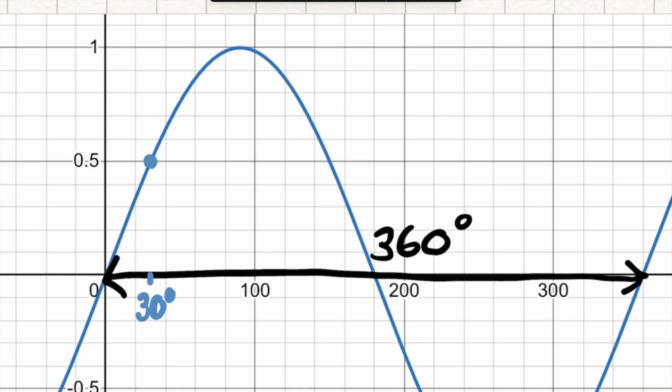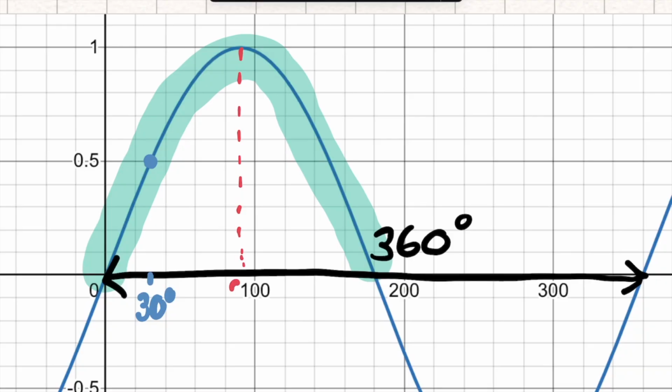So I'll highlight that. So this is the section of the graph between 0 and 180 degrees. And at the point where x equals 90, which I'll mark on with a different color, so that's this point here. So there we go, that's 90 degrees. The graph is symmetrical, and hopefully you can see that it's sort of mirrored around the point x equals 90.